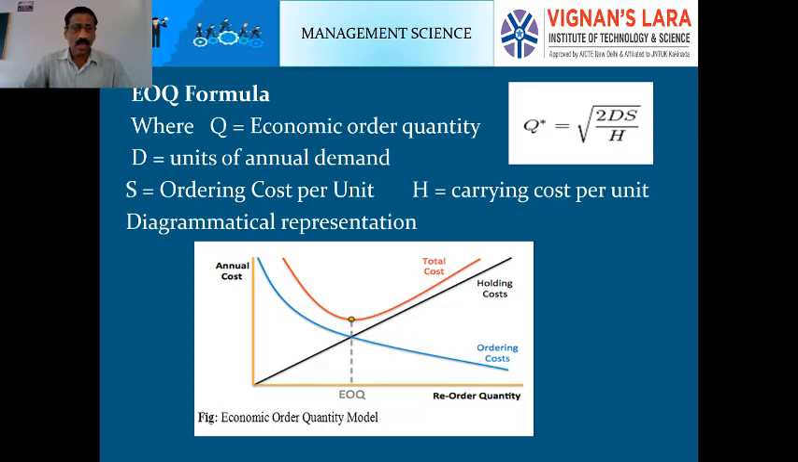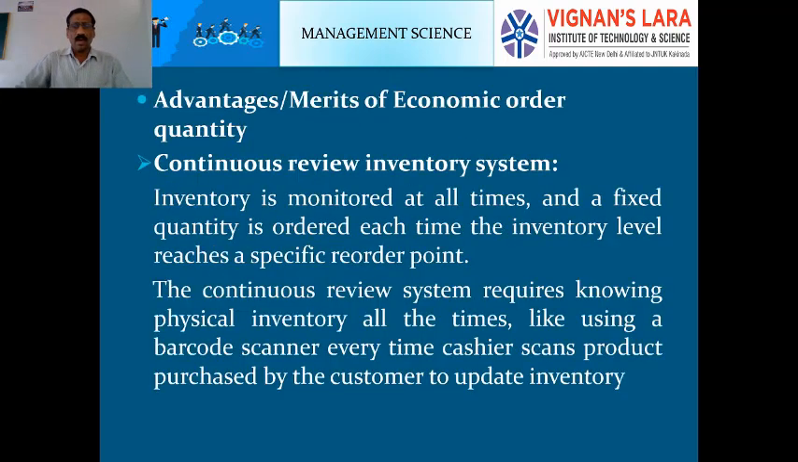The same can also be explained with the help of a diagram. That is ordering cost, this is a line. Holding cost or carrying cost, this is a straight line. This is the total cost, a combination of ordering cost and holding cost. Where holding cost and ordering cost intersect together, this is known as EOQ. Let us go to the important area in this concept.